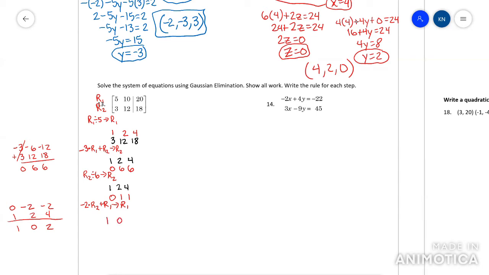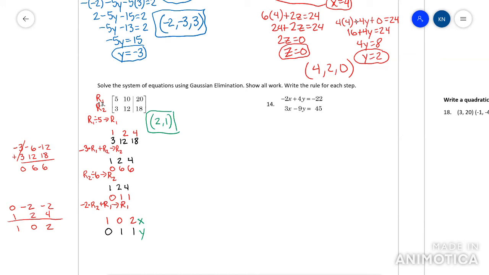1, 0, 2. Then the old row 2 was 0, 1, 1. And once you get this right here, you're good to go. The top number is your x, the bottom number is your y. So my answer here is 2, 1. I know, all that work just for that. Okay, let's look at another one of these.